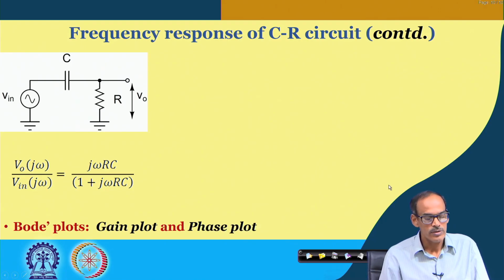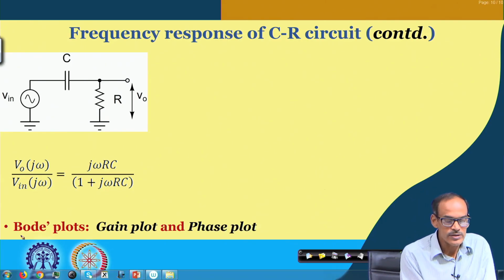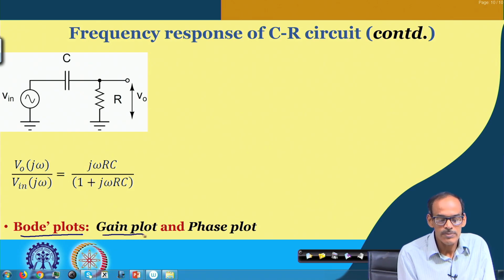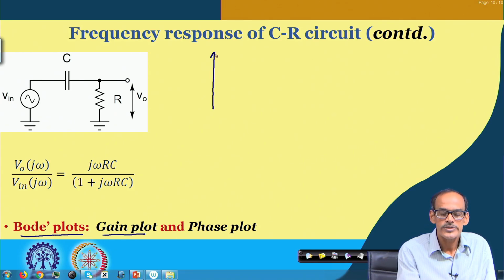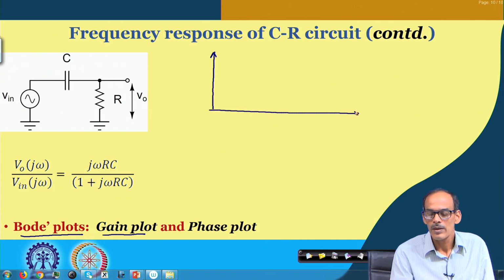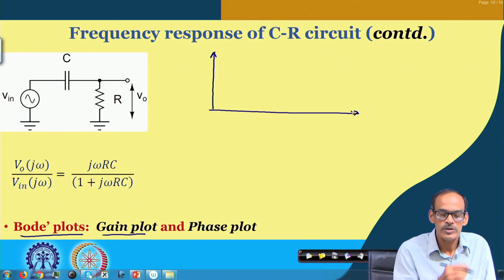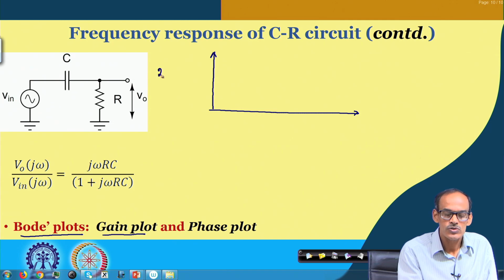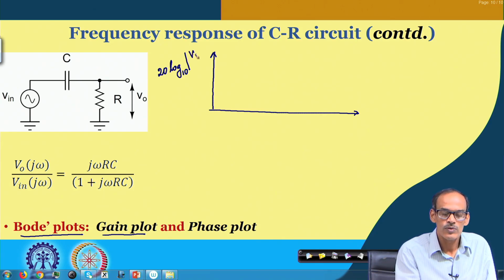So, what is this Bode plot? As I said, it is basically this gain plot and phase plot, but instead of gain, or you can say the magnitude of the transfer function, it is 20 log base 10 of V o divided by V in, and of course, they are in the frequency domain.